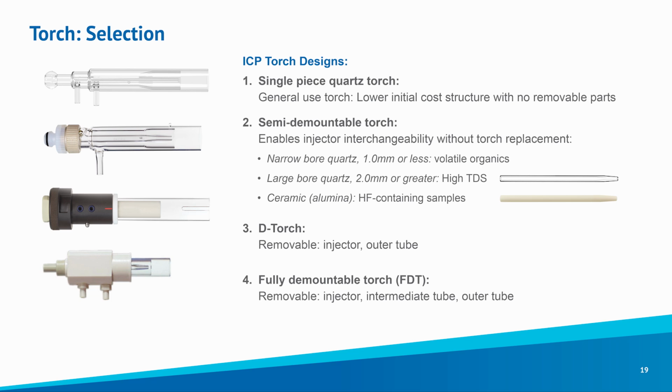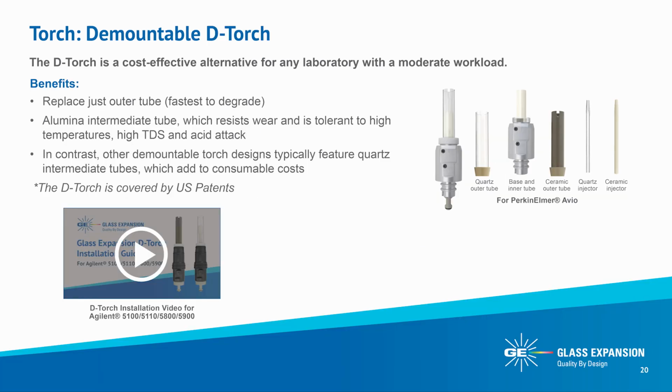FDT lets you replace the outer and intermediate tubes, as well as the injector individually. The D-torch also features a removable injector and outer tube. The D-torch is a strong, high-performing option compared to single-piece and semi-demountable quartz torches. What makes the D-torch special is the ceramic intermediate tube, which makes it sturdier and more cost-effective.